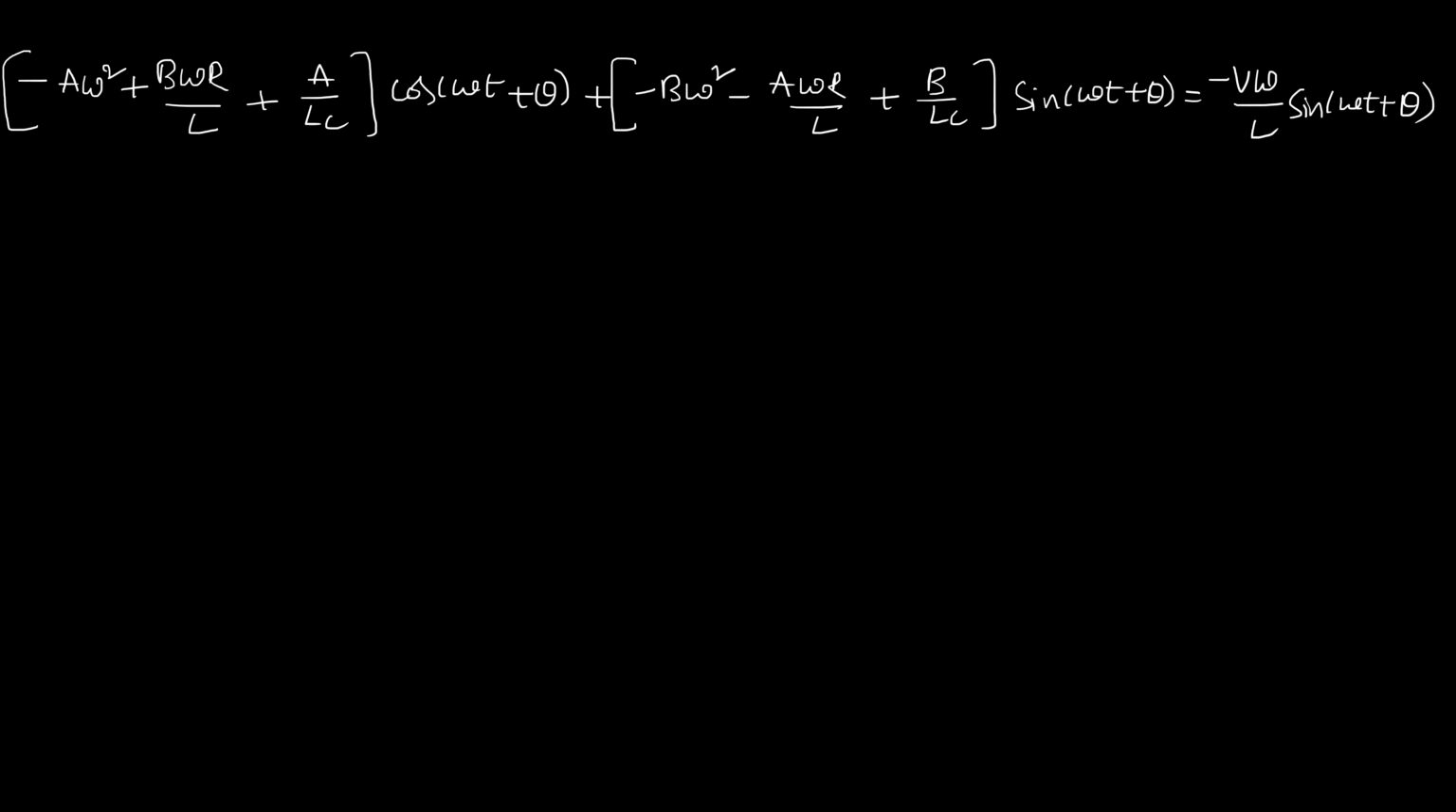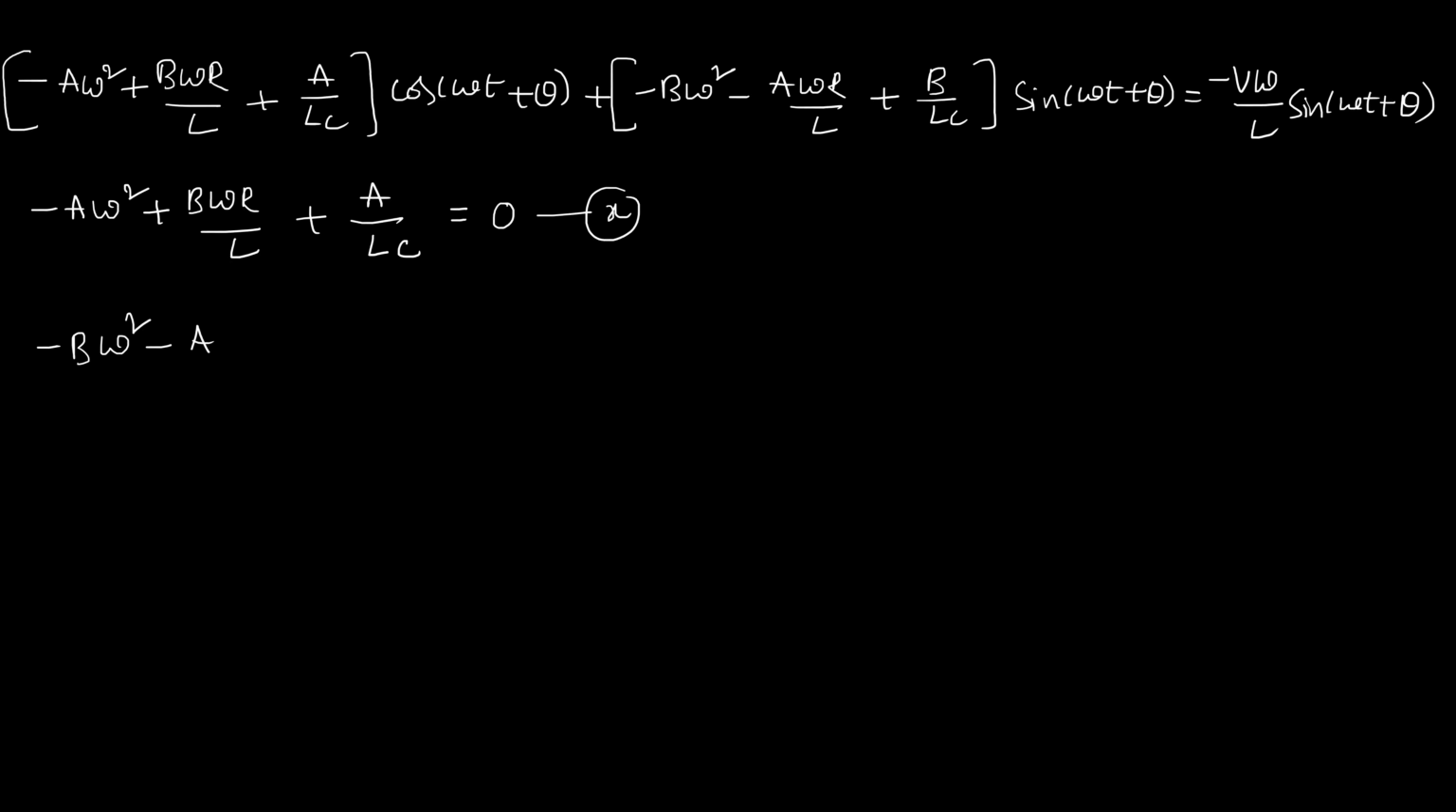Now we can compare both sides. The cos coefficient: minus a omega square plus b omega r by l plus a by lc. Is there any cos term on the other side? No, so keep 0. Let me call it equation X. Now compare the sine terms: minus b omega square minus a omega r by l plus b by lc is equal to minus v omega by l. Call it equation 1. So we got two equations.